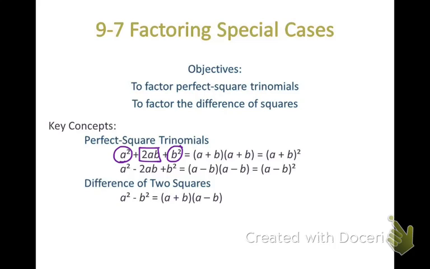Then you also have what's called the difference of two squares. You will always have a perfect square and then another perfect square, and in the middle will always be a subtraction sign. If you do have those, your answer would be a plus b and an a minus b, unsquaring everything. So let's try it.